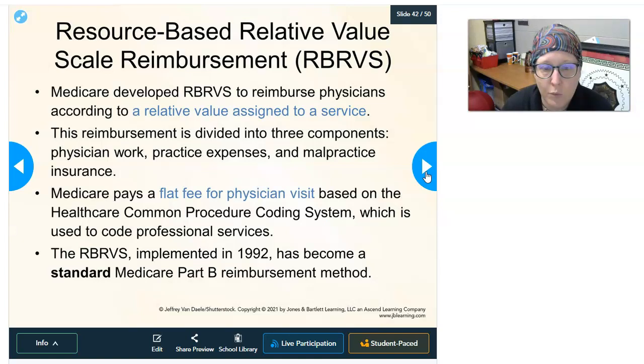And Medicare would pay a flat fee for a physician visit based on the Healthcare Common Procedure Coding System, which is used to code for professional services. It was implemented in 1992 and is basically the standard Medicare Part B reimbursement method to the clinic. So if your diabetic patient comes in for their quarterly checkup, you get X amount of dollars. That's what you get.